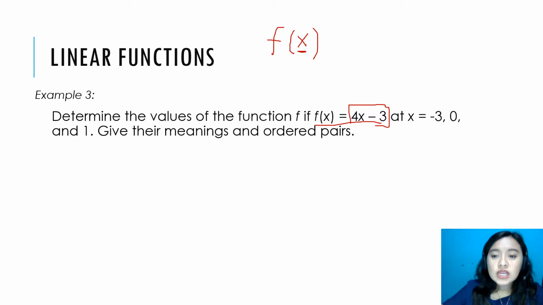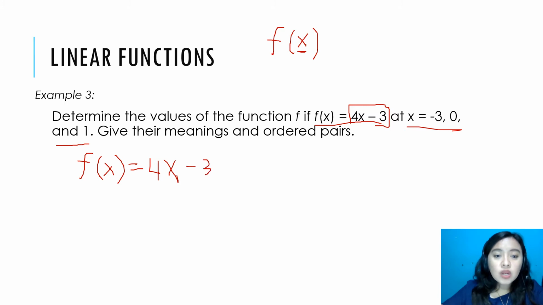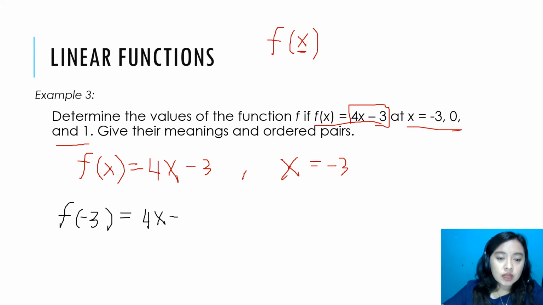Ang tulo ka value nato is we have negative 3, 0, and 1. So, ato ni siyang isolve tagsa-tagsa. So, again, our function is f of x is equal to negative 4x minus 3. So, let's solve this if x is equal to negative 3. Una ta sa negative 3. So, to do that, we will simply change the value of x here to negative 3. So, ang mahitabuan na, mahimo na ni siyang f of negative 3 is equal to 4x minus 3.